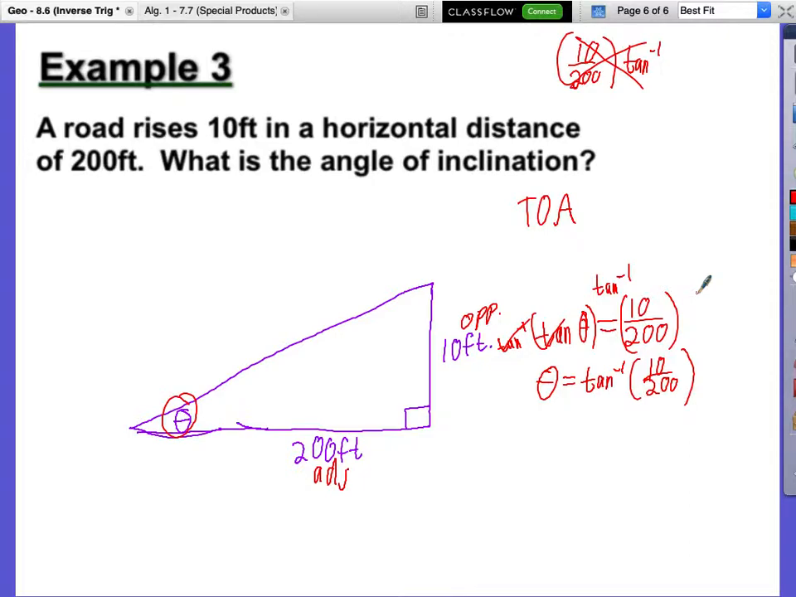At this point, are you able to simplify? Yeah, at this point you could simplify to 1 over 20. Is that what you're thinking, or you put it in your calculator? You could simplify to 1 over 20 in this fraction if you notice that. That's perfectly fine to do. You'll get the same answer either way. So if we take the inverse tangent of 10 over 200 or 1 over 20, what do we end up getting to the nearest whole degree?